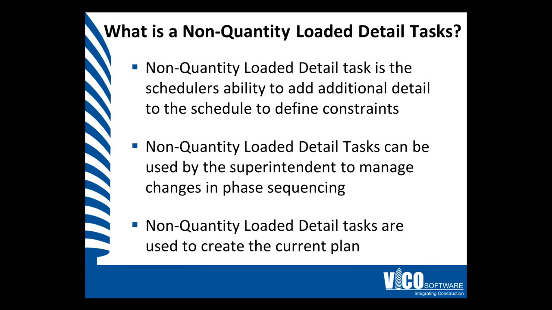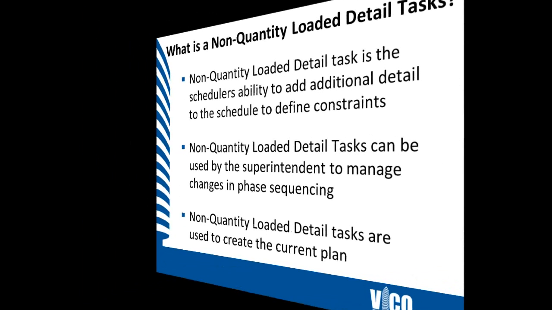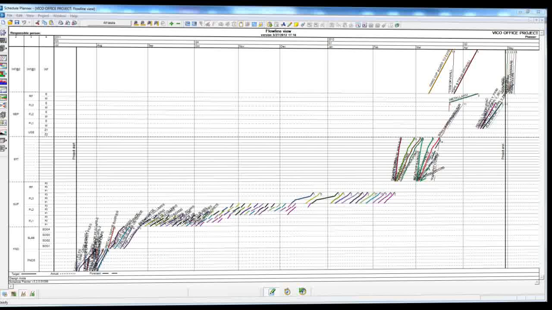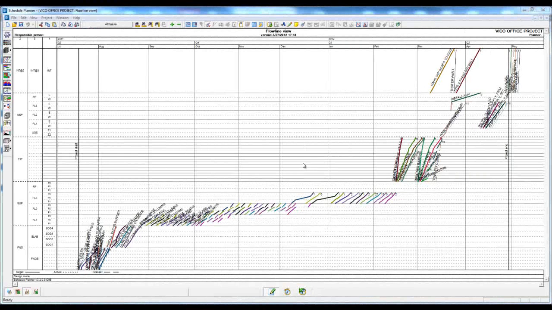So what is a non-quantity loaded detail task? These are the scheduler's ability to add additional levels of detail to the schedule to define the constraints as the project continues. Superintendents can use non-quantity loaded detailed tasks to manage changes in the phase sequencing. Non-quantity loaded detailed tasks are used to create the current plan. Non-quantity loaded detailed tasks are a very powerful way to capture schedule events that may change the course of our current plan.